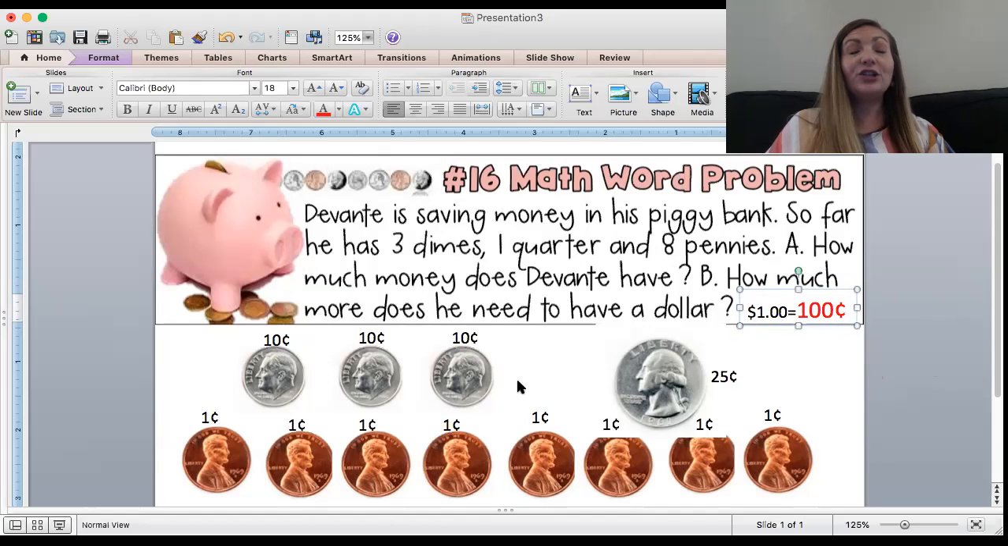Okay, so I want you to make sure you have a piece of paper and a pencil or a pen. You could also ask your family if you could borrow some real coins to do the first part of the problem, and then come back and do the Google Classroom questions.